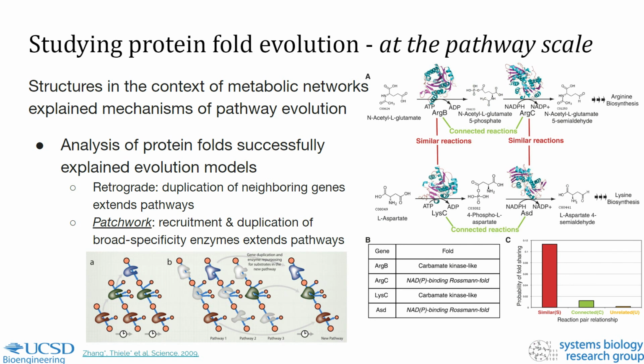Now, within a metabolic network, there are reactions scattered throughout that are essentially the same, even though they are far apart from each other in the network. These are called similar reactions. Here, we see that ArgB and LysZ both phosphorylate their substrate using ATP. The next reaction, coded by the genes ArgC and Asd, are also similar. Reactions that occur sequentially, such as ArgB-ArgC reactions, are called connected reactions.